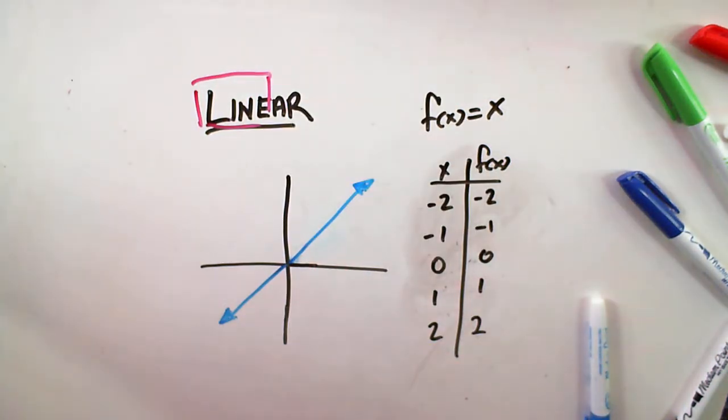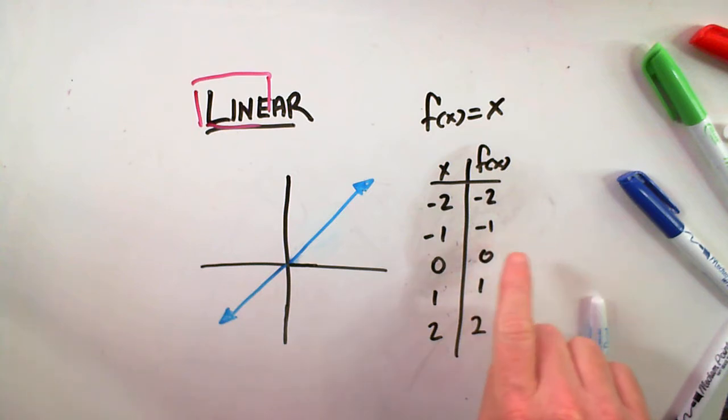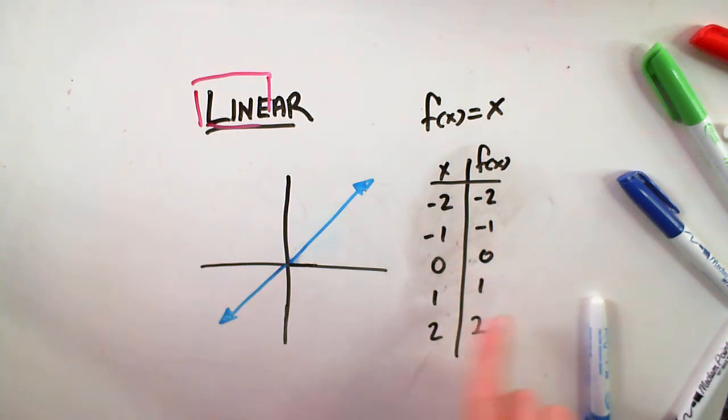The basic linear function, f of x equals x, means whatever you plug in, that's what you get out. Negative 2 comes out negative 2, negative 1, negative 1, 0, 0, 1, 1, 2, 2. Whatever you put in, that's what you get out. That is your most basic linear function.